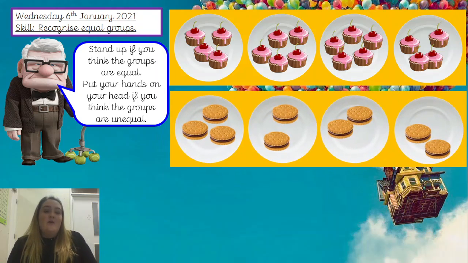Let's have a look at this example then. So this time we have biscuits on the plate, and I want you to have a little think, are the groups equal, which means they have the same number on each plate, or are they unequal, which means they have a different number of biscuits on each plate?